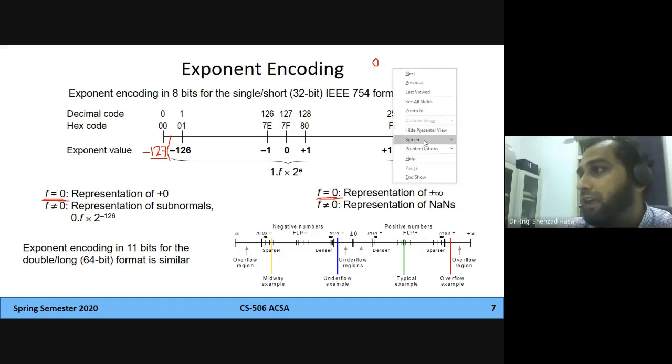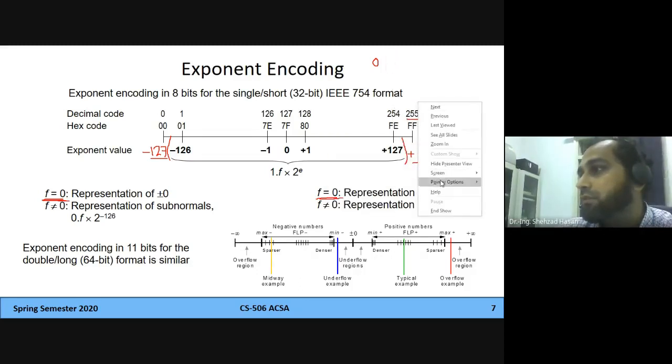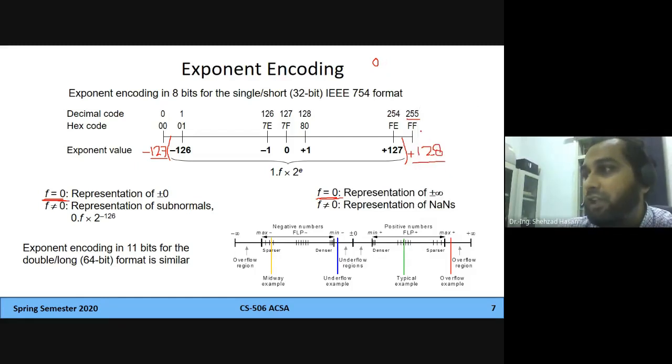Right, so the fractional part should be 0, and the exponent part should have all ones. So we are going to have all ones, the 8 ones over here, and then we are going to have all zeros, 23 zeros. So this is going to be a representation for infinity.